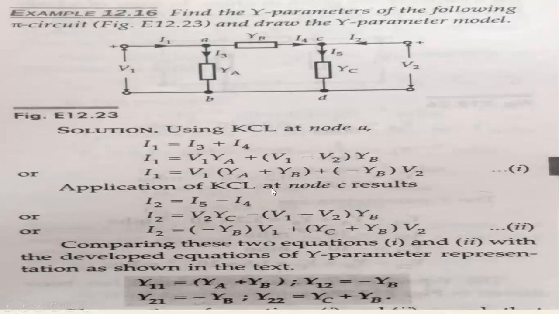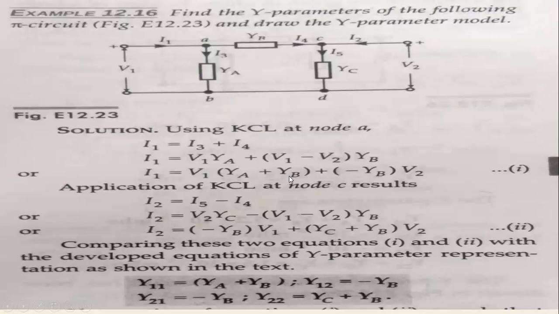Now again applying the KCL at node C. Where is my node C? Node C is here. I'm focusing on this node C. So I2 will be the combination of, see here, I4 is incoming, whereas I5 is outgoing. So I5 minus I4, outgoing minus incoming. Likewise, I2 will be my I5 minus I4.